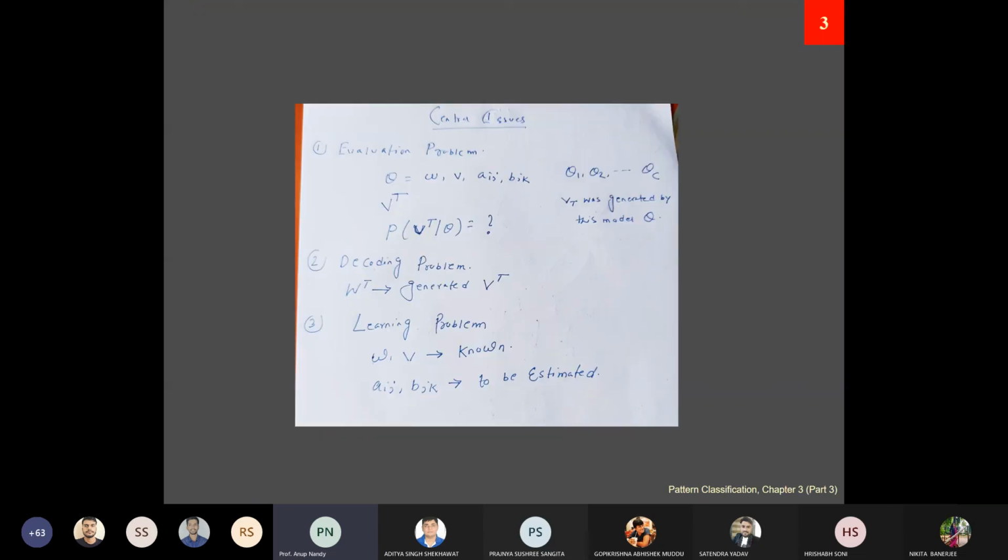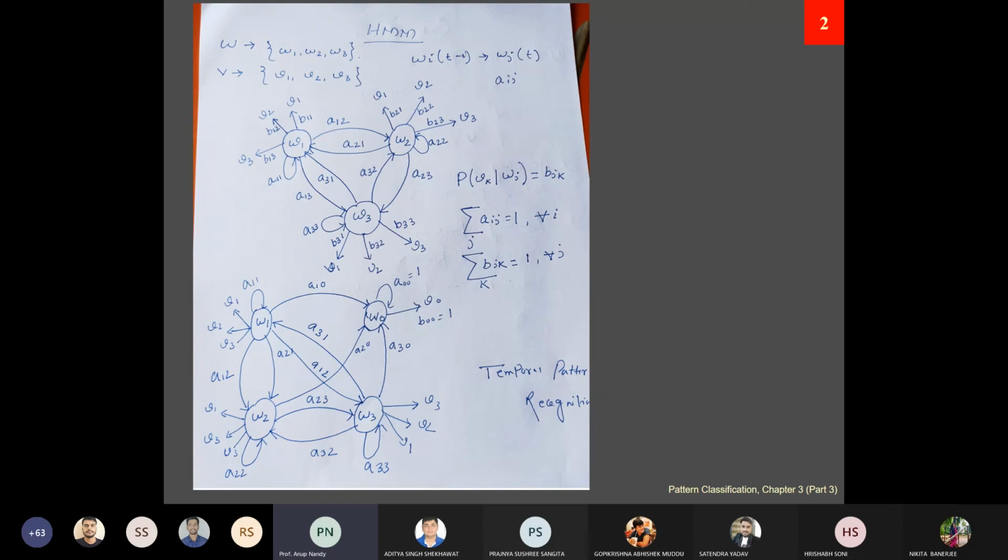Next, I just wanted to tell you there are three important problems. This is the actual structure of the hidden Markov model, the basic definition of the hidden Markov model. What is the mathematical definition of the HMM? Here you can have the transition probability, the emission probability, and the different hidden states, denoted by W1, W2, W3 till Wj.